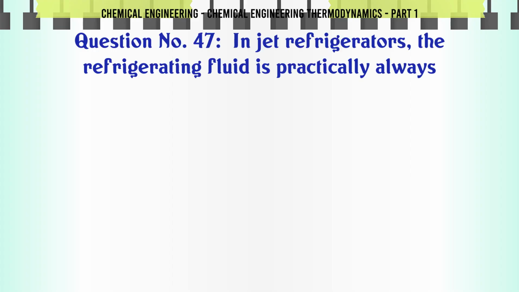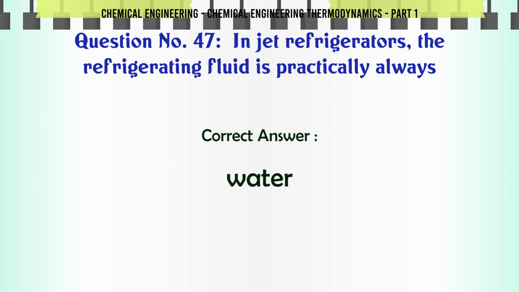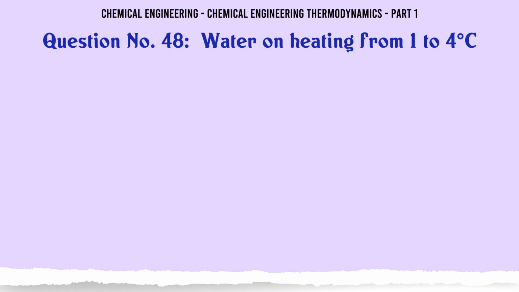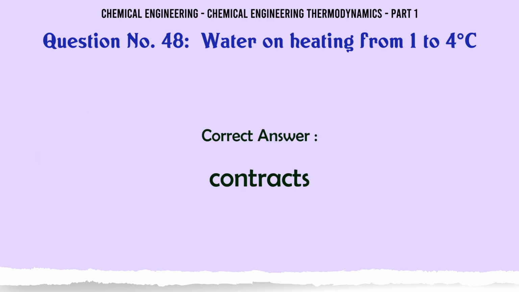In jet refrigerators, the refrigerating fluid is practically always A. water, B. ammonia, C. freon, D. brine. The correct answer is water. Water on heating from 1 to 4 degrees Celsius A. contracts. B. expands. C. has same volume. D. may contract or expand. The correct answer is contracts.